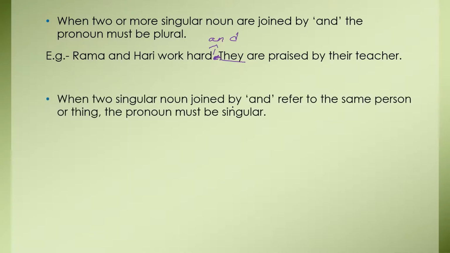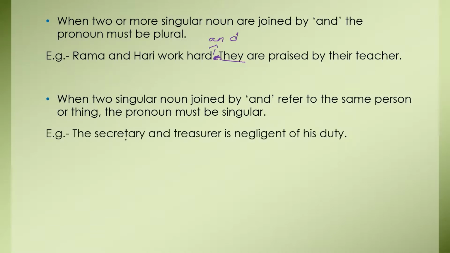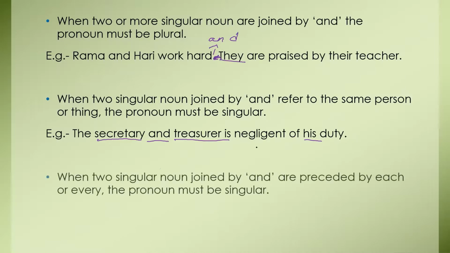When two singular nouns joined by and refer to the same person or thing, the pronoun must be singular. Example, the secretary and treasurer is negligent of his duty. Here, two singular nouns, secretary and treasurer, are joined by and refer to the same person, so his is used as a singular pronoun.